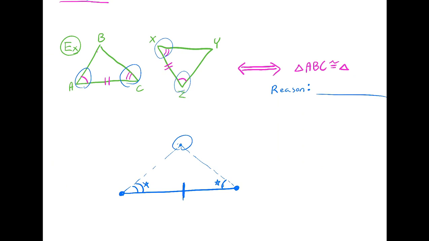Okay, so let's do this. So ABC is this way, ABC. So that's one angle, none to two. So one angle, none to two. That's ZYX. Okay, so ZYX. And then the reason here would be there were two angles and there was a side between them. So that was ASA, triangle congruence.